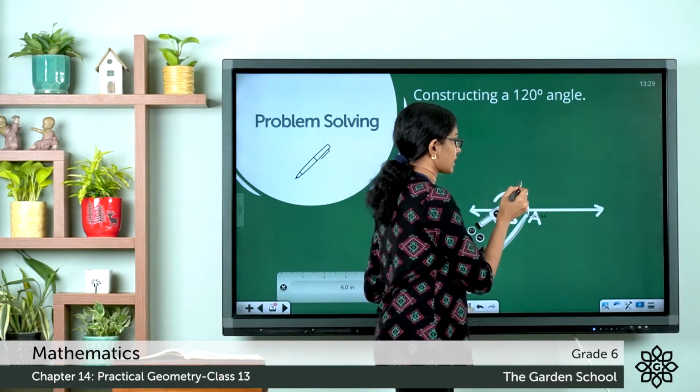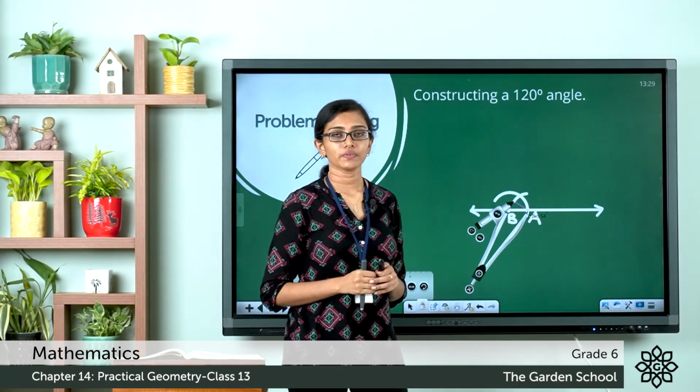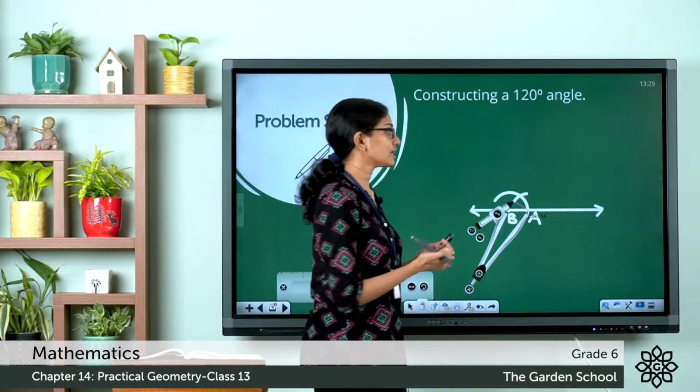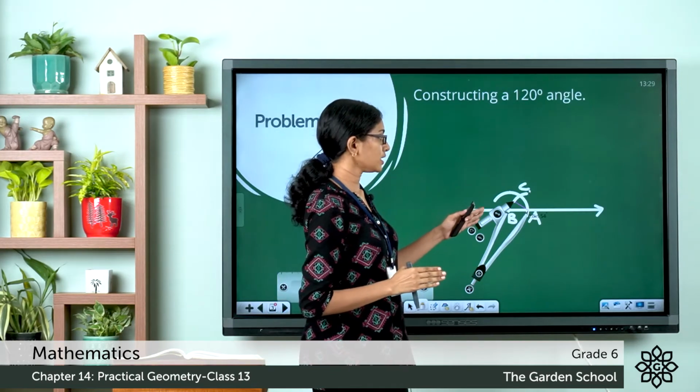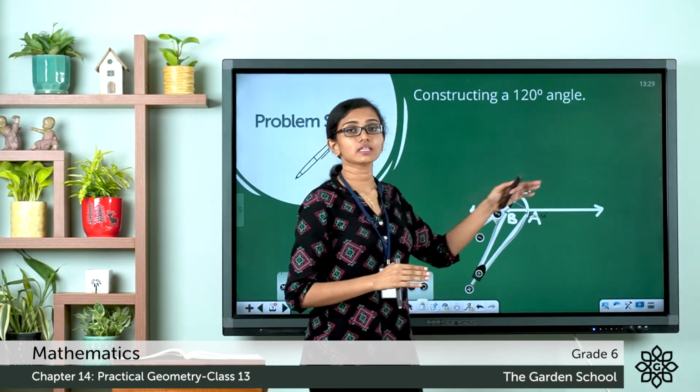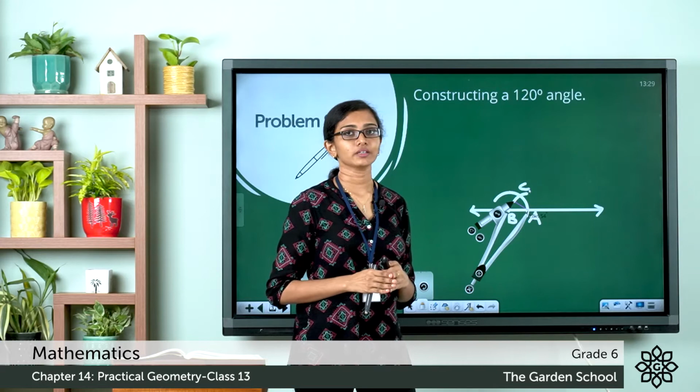Let's draw the second arc. Now we have a point of intersection. Let this be point C. Now if you join a line connecting points B and C, that would be a 60 degree angle.